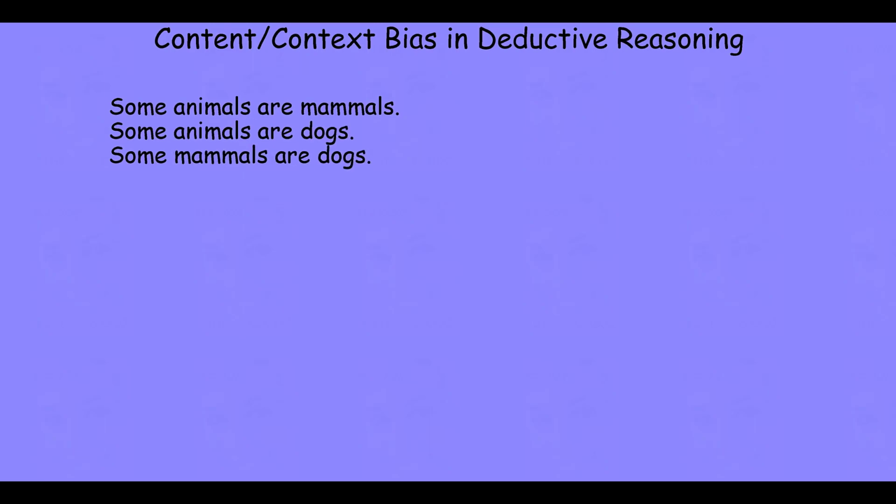Our next example is an example of the interaction of content and context. Here's an argument. Some animals are mammals. Some animals are dogs. Therefore, some mammals are dogs. Now just take a second, maybe stop the video, think about it, and decide whether or not you think this is a good argument. Chances are you probably found this to be a good argument.